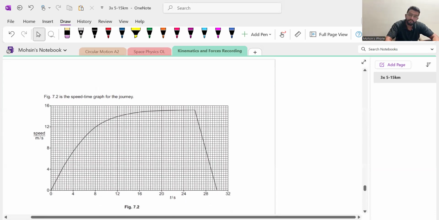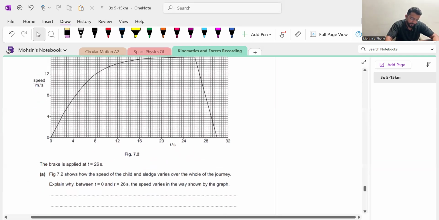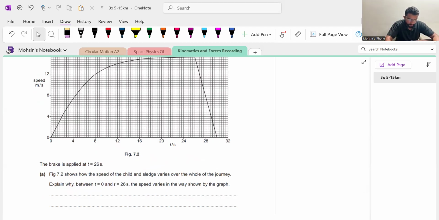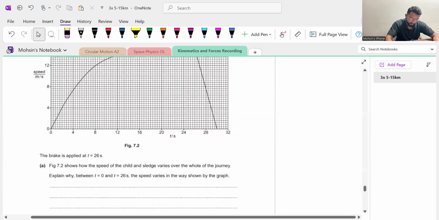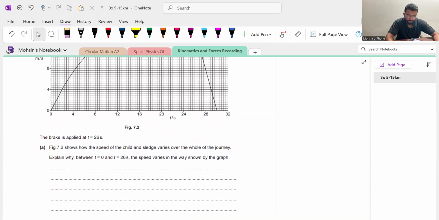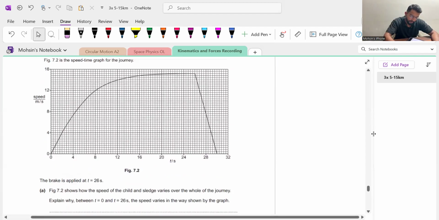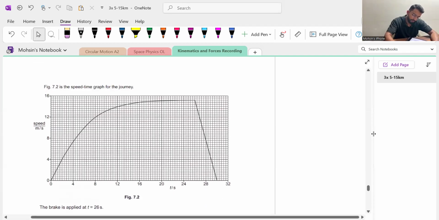The speed time graph of the journey is given here. The brake is applied at 26 seconds. Figure 7.2 shows how the speed of the child and sledge varies over the whole of the journey. Explain why the speed varies in the way shown by the graph between t equals 0 and t equals 26. So between 0 and 26.